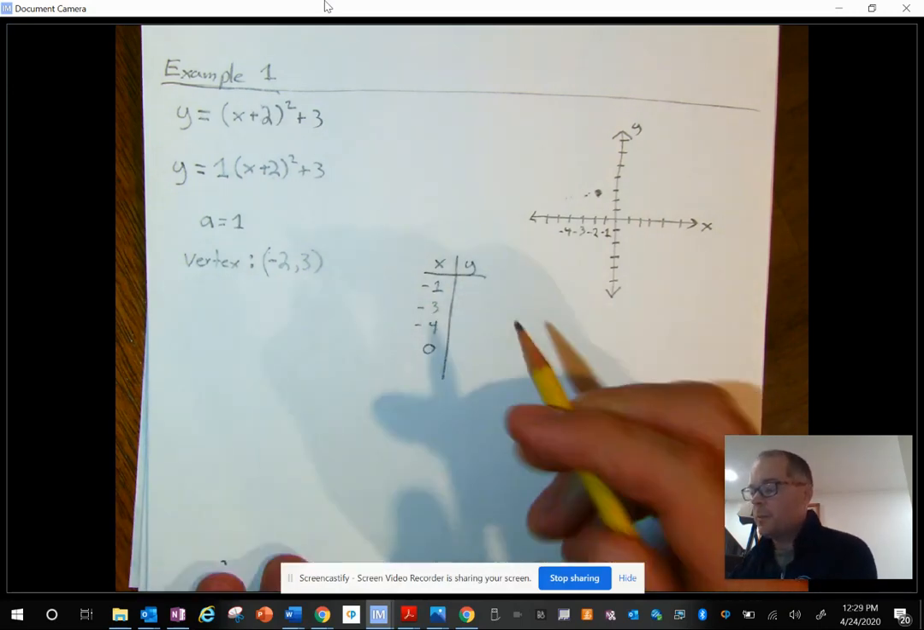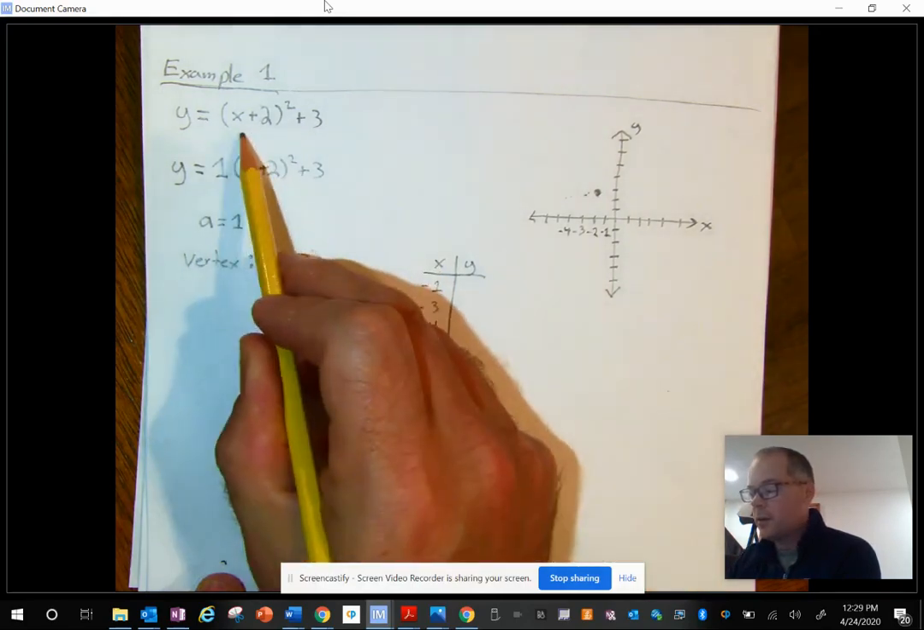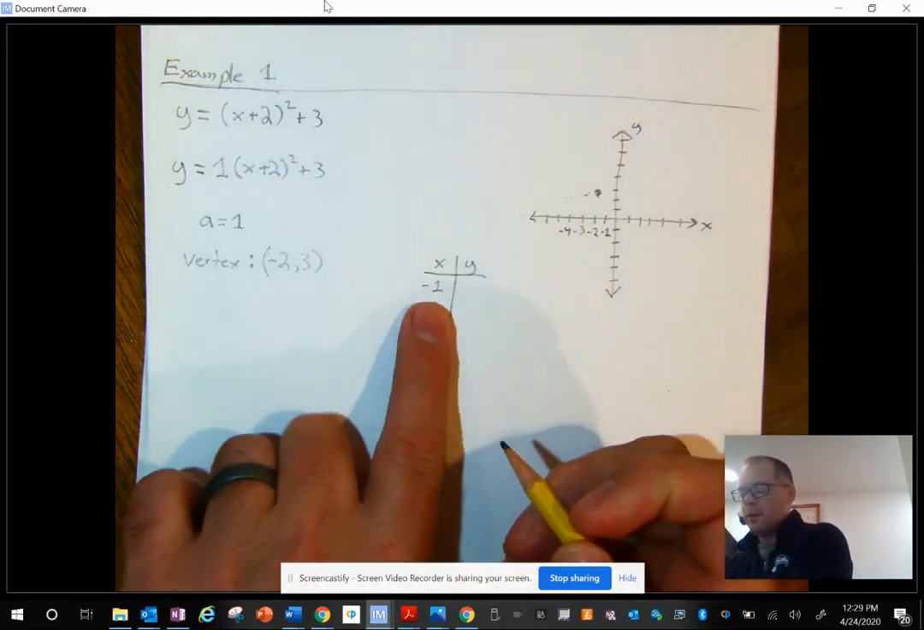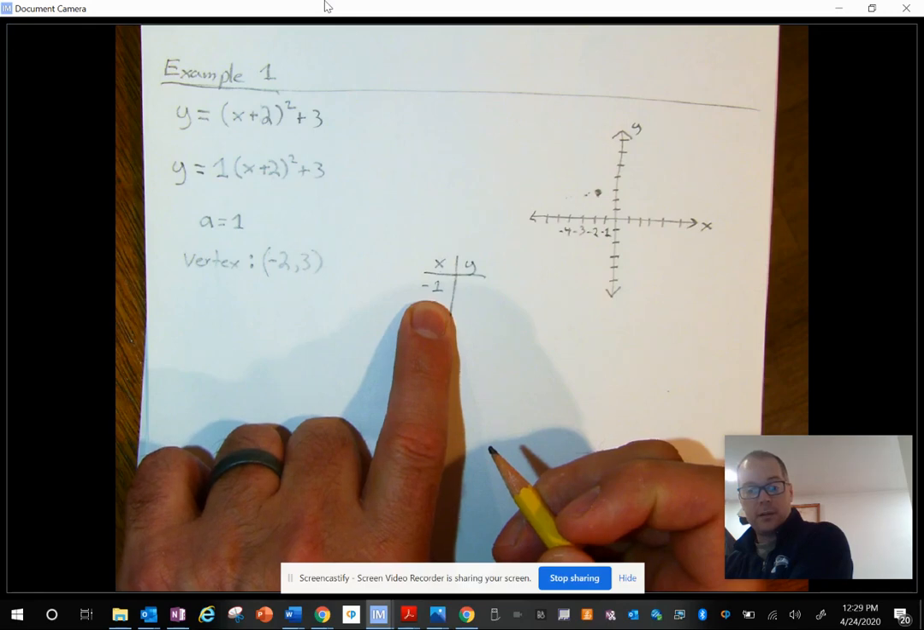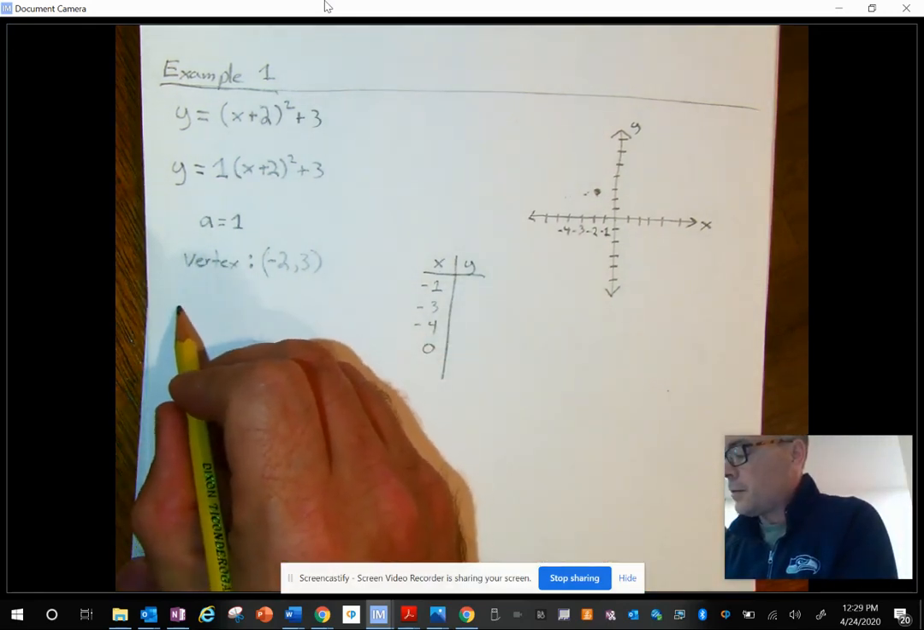Now what I'm going to do is plug those numbers in where the x is in our equation. So in order to get our equation, when I plug in a -1 for x, I have to do that in my equation. So let's go ahead and do the first one.